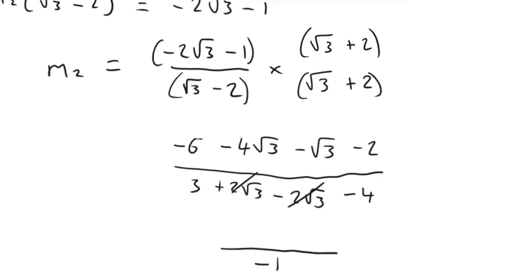And on top we're going to get minus 8 minus 5 root 3. What you can do then is multiply top and bottom by minus 1, and it'll just make the bottom into a positive 1, or you could just divide in the minus 1 anyway. So you'll get 8 plus 5 root 3. And that's everything then for that question.